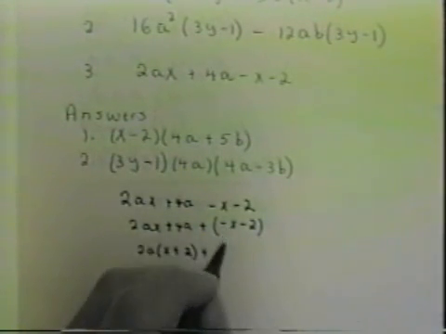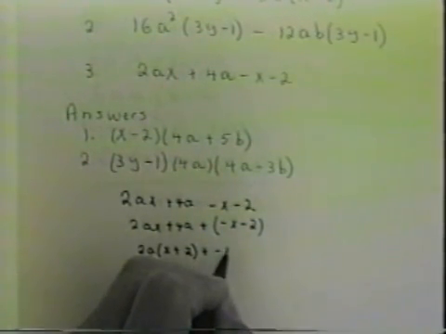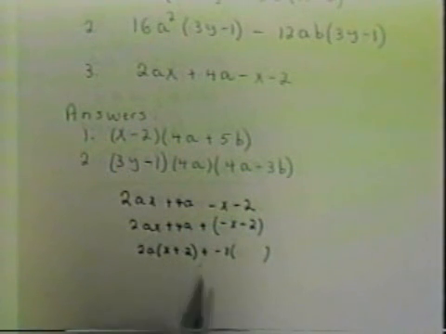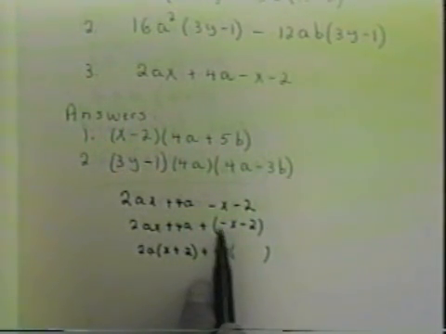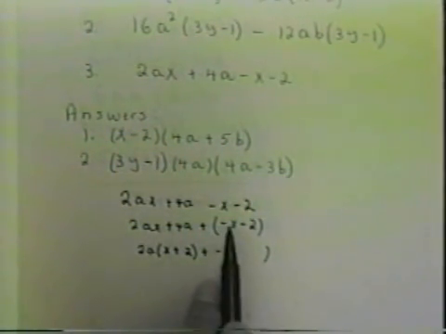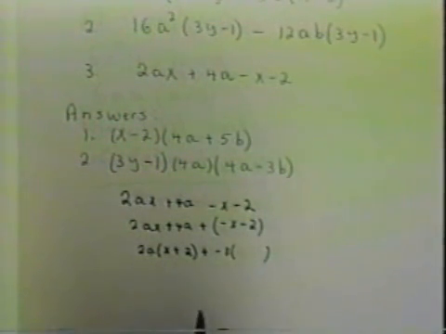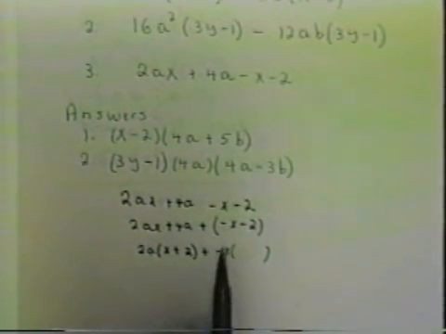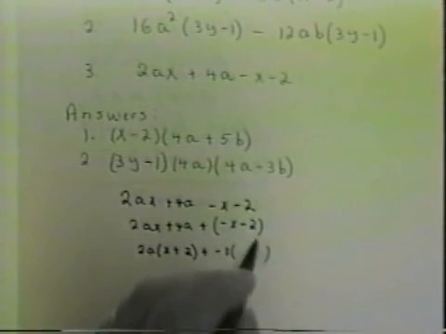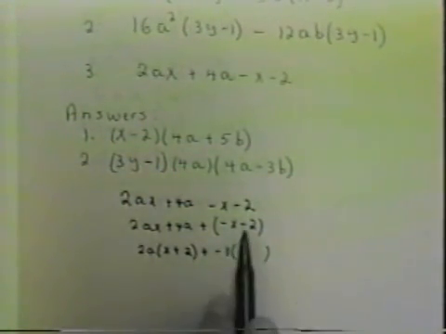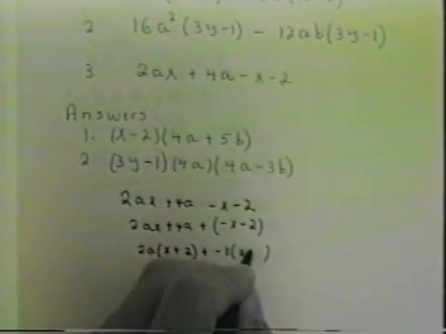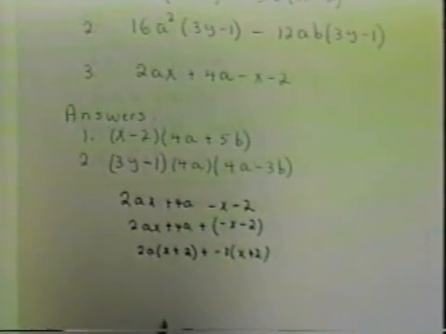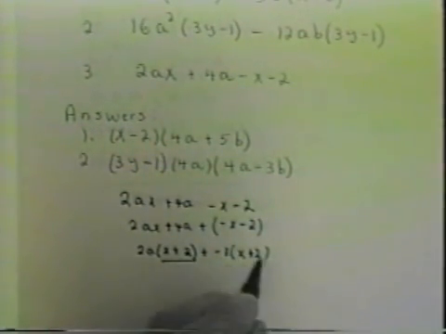Plus now, I'm going to factor out the negative 1. Now I'm using a negative because it leads with a negative, and 1 because 1 is the only thing that goes into both x and 2. Now, a negative x divided by negative 1 is a positive x. A negative 2 divided by negative 1 is positive 2. So I have a common factor of x plus 2.